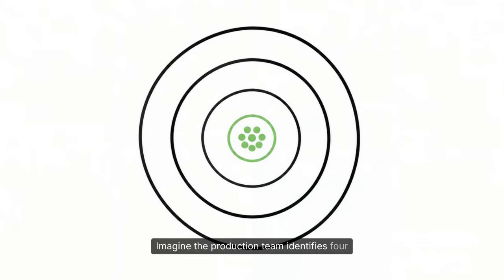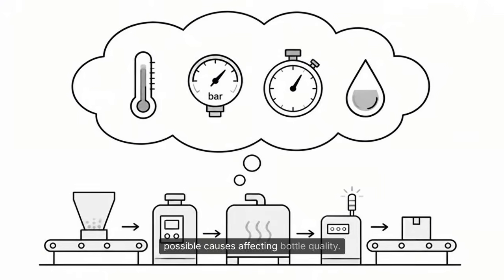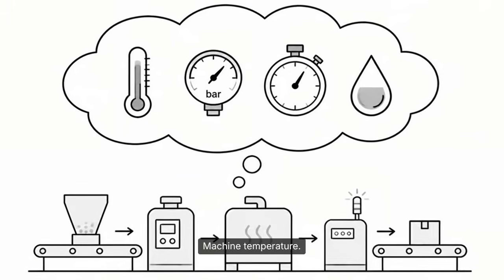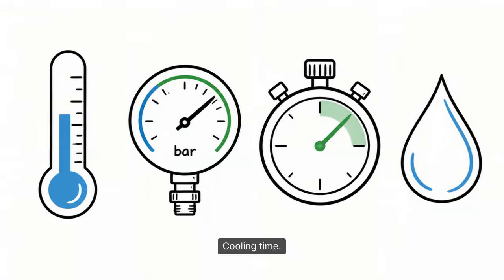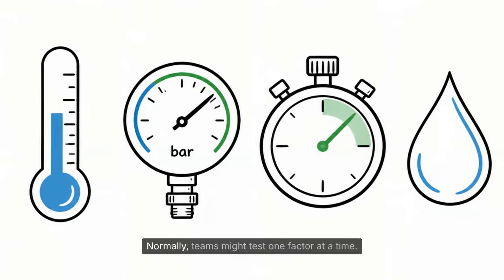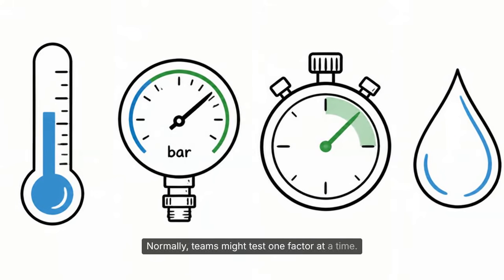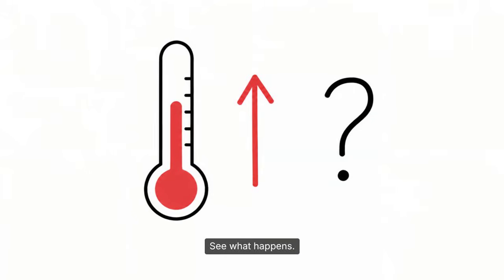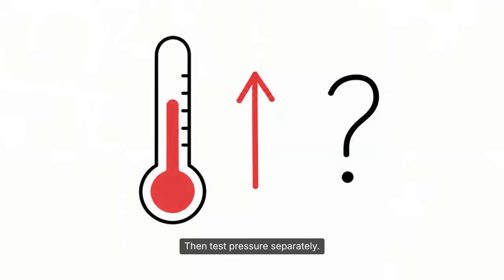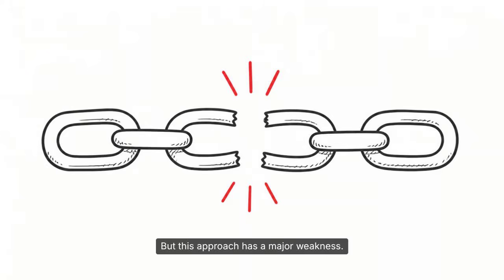Imagine the production team identifies 4 possible causes affecting bottle quality: machine temperature, injection pressure, cooling time, and material moisture levels. Normally, teams might test one factor at a time. Increase temperature. See what happens, then test pressure separately. But this approach has a major weakness.